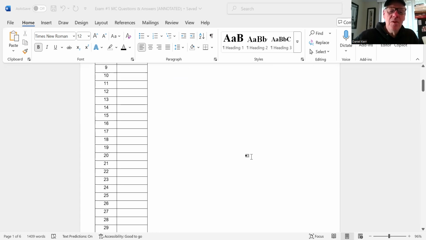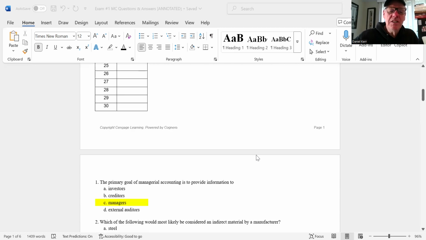All right, here goes. So what I've done in each of these questions is I've highlighted what the correct answer is, and if they involve computations, I've actually shown you the computations. So the first question, the primary goal of managerial accounting is to provide information to managers to make decisions. So the best answer there is C. Now, anytime you have multiple choice, you have to select what the best answer is.